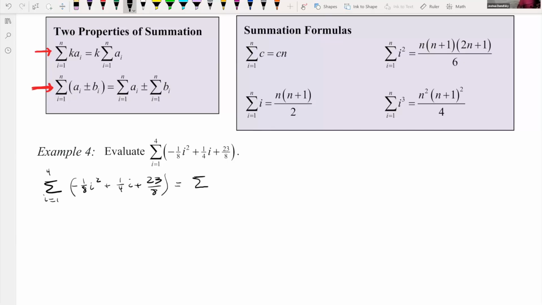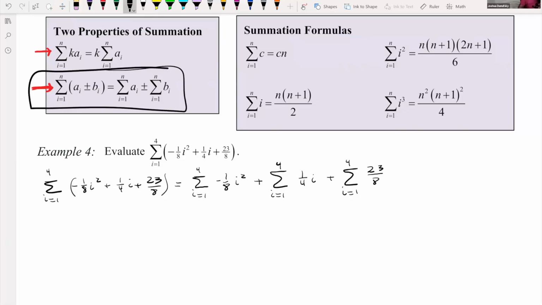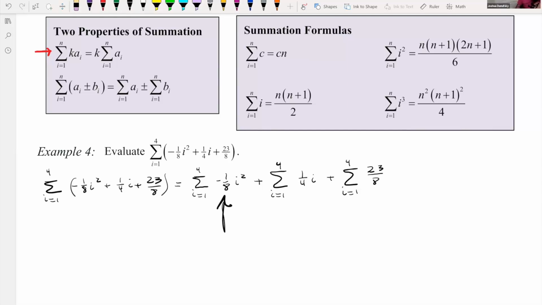First, we're going to have the summation i equals 1 to 4 of negative 1/8 i squared. We're going to add to that the summation i equals 1 to 4 of 1/4 i. And we're going to add to that the summation i equals 1 to 4 of 23/8. And so we've just done this property right here. That's kind of nice. Now we notice that we can take out a constant, here a negative 1/8 and here a 1/4, and we'll go ahead and factor those out.